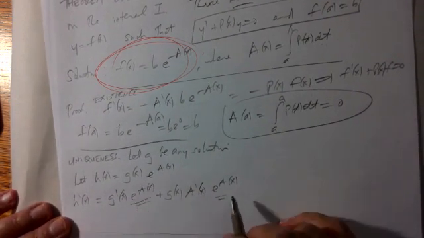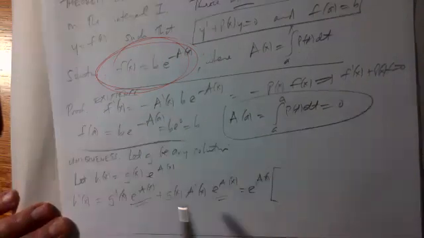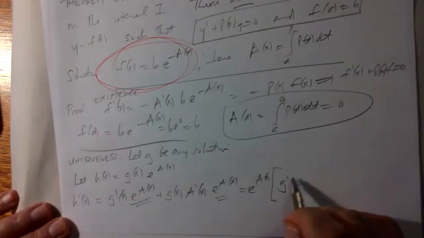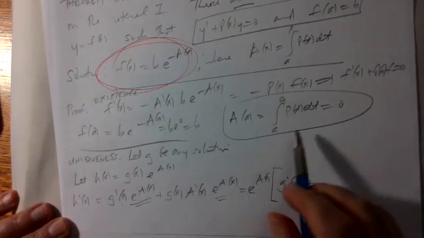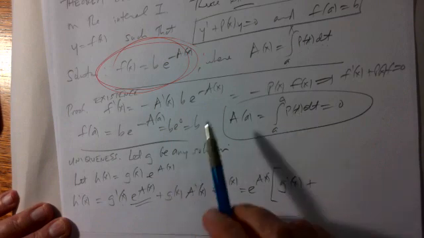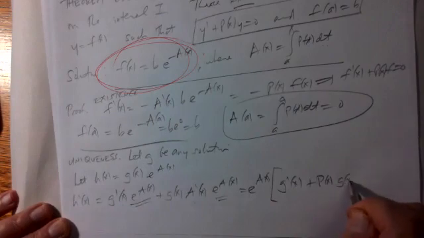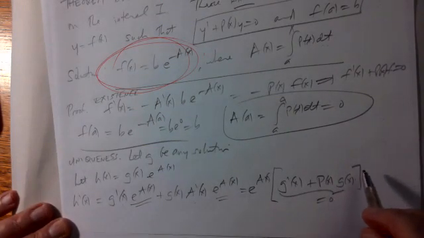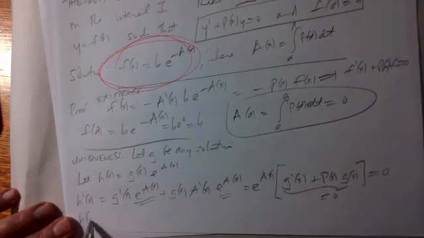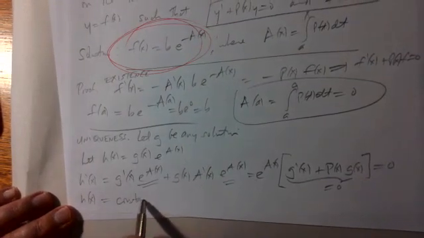I can factor out an e to the A of x, and I'm left with g prime of x plus A prime of x. What is A prime of x? P of x. But this is 0. So h prime of x is 0. So therefore, h of x is constant.